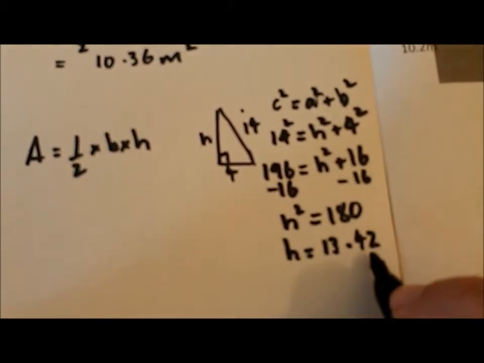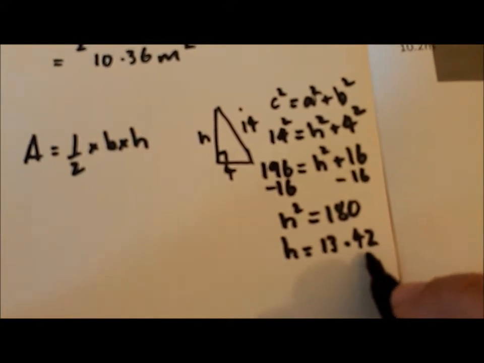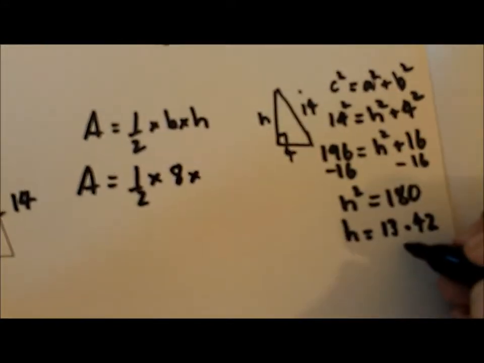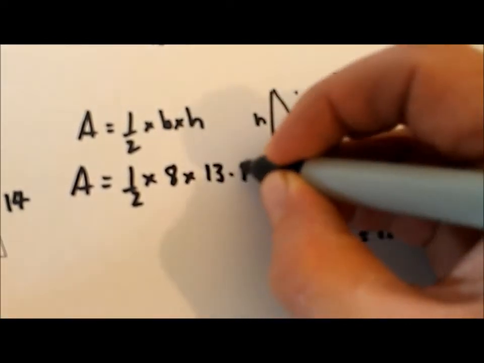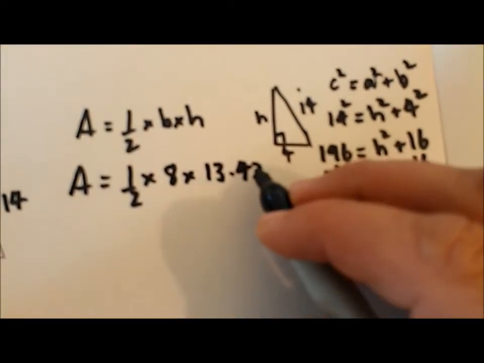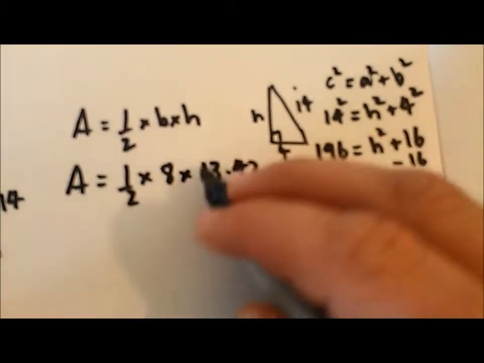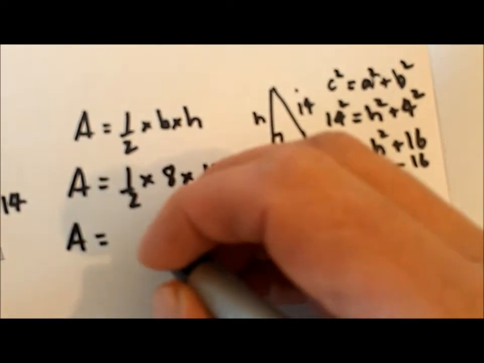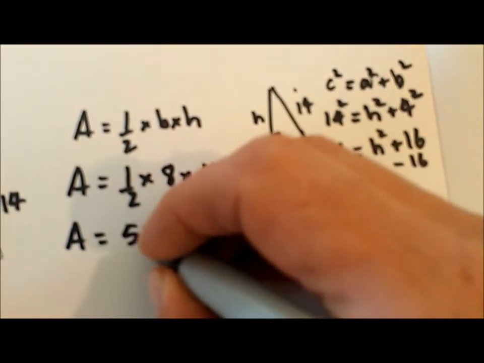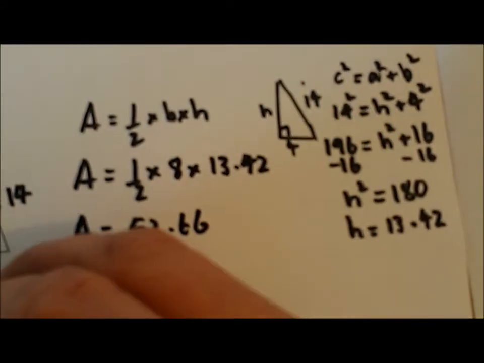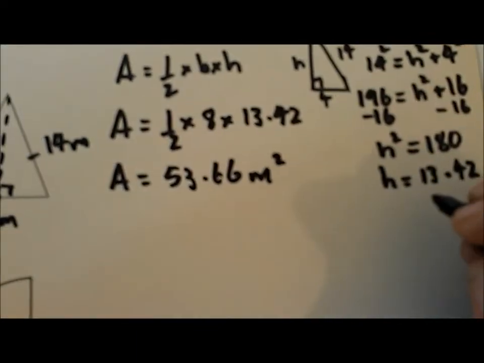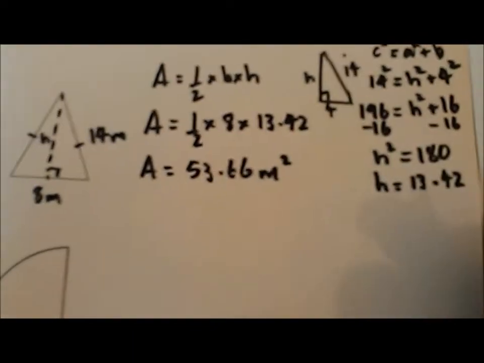Now I'll store this in my calculator so I have the exact height, and now I'll come back to my area calculation and say, well, area is a half, the base is 8, and the perpendicular height 13.42. So a half times 8 times 13.42. Again, I'm using the stored memory function of my calculator when I push this in, and so I'm going to get area is equal to 53.66. I had 8 metres over here, so this will be metres squared as my units. So 3 lines of working out every time.